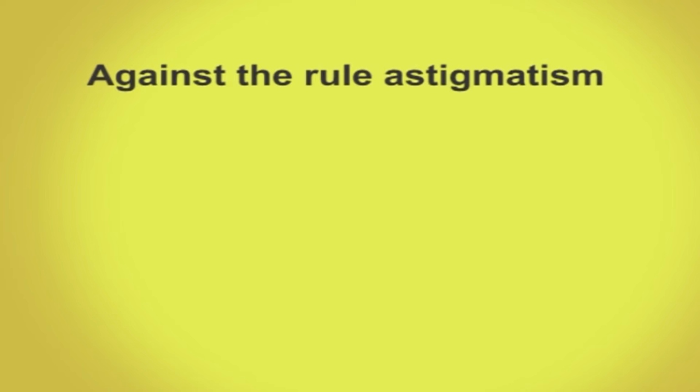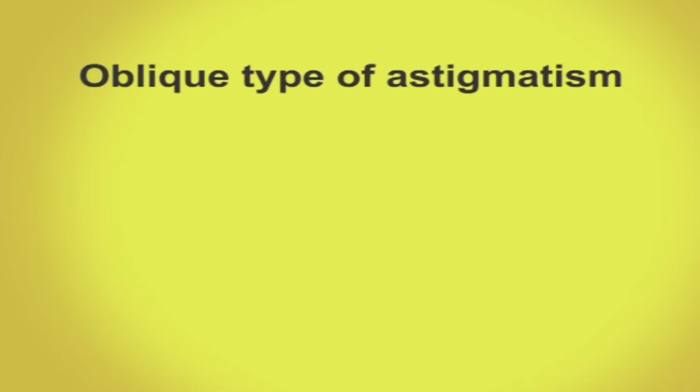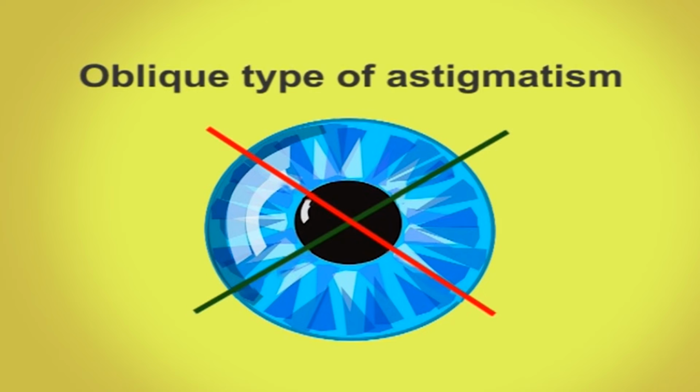In against the rule astigmatism also, the principal meridians are at right angles to one another, but the horizontal meridian is more curved than the vertical. In the oblique type of astigmatism, the principal meridians are at right angles to one another, but are not the horizontal and vertical meridians.